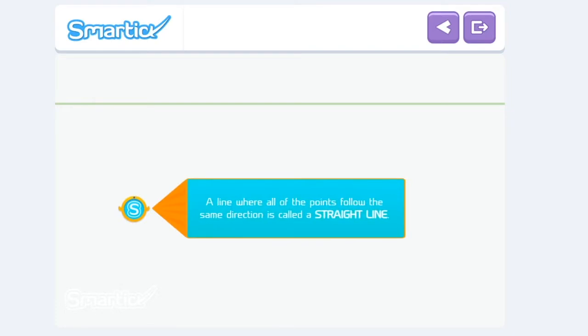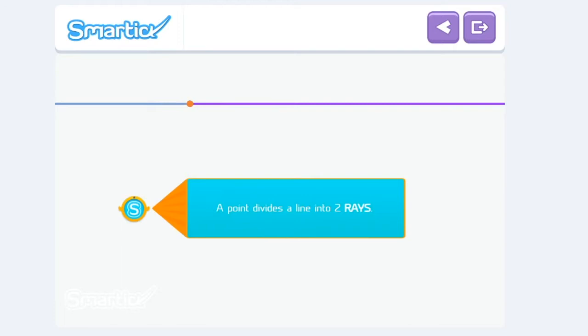A line where all of the points follow the same direction is called a straight line. And it doesn't have a beginning or an end. If we mark a point on the line, we divide it into two parts. Each one of these parts is called a ray. If we mark another point, the part of the line between the two points is called a segment.